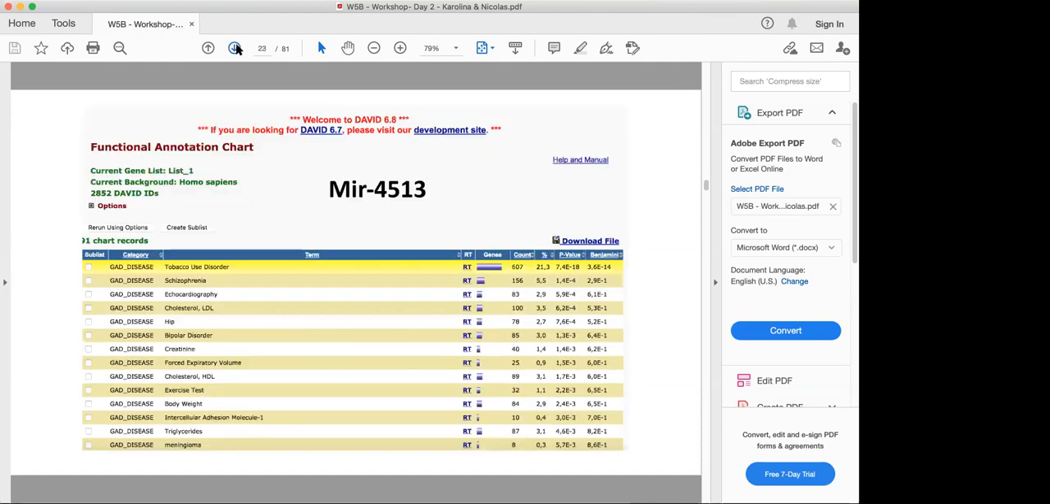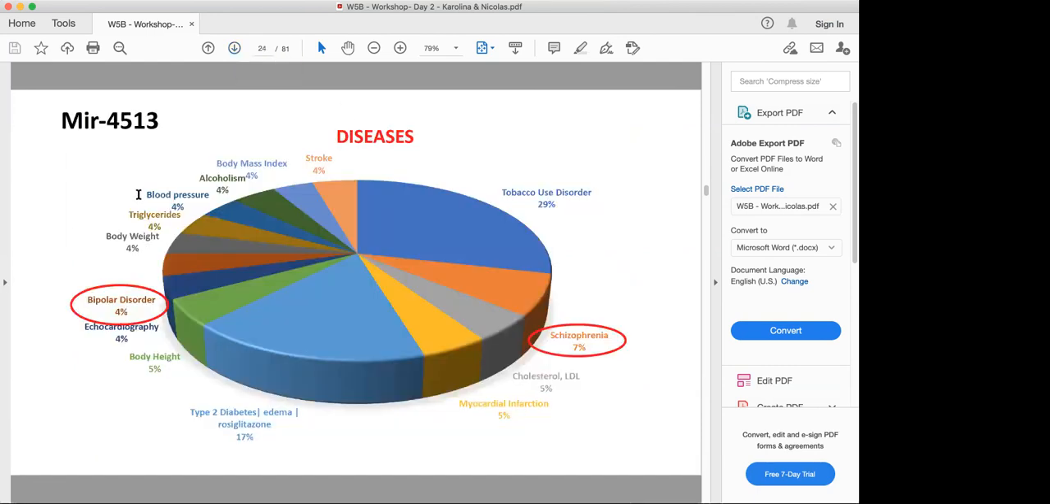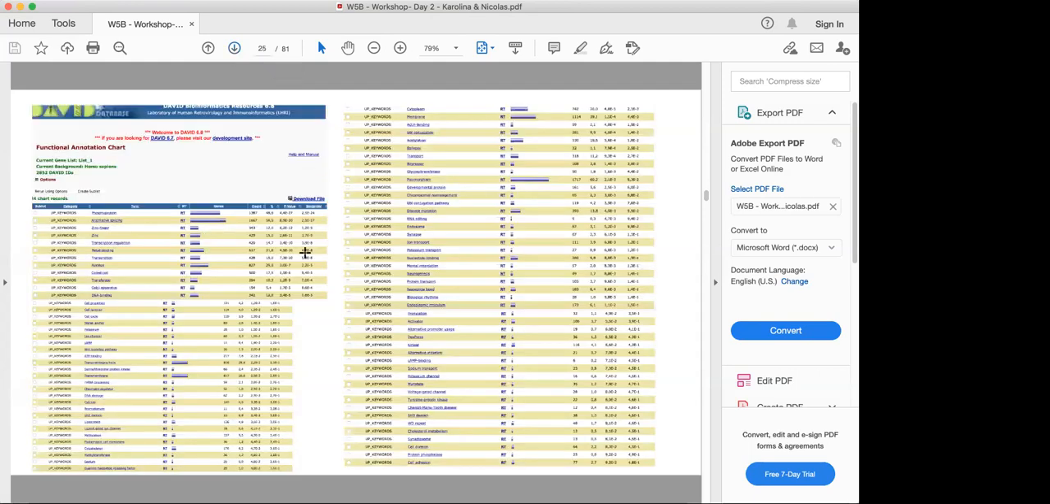So let's go more. And it gives you different tests. You have to go one by one and check if any of them makes any sense. And then you can put the results in the form of a circle graph, like here. And I was searching for any neurological diseases, so bipolar disorders, schizophrenia, but those would not be so much connected with the pain. So the results were not so good for my condition. Then it gives you functional annotation charts, and you go one by one to check if any of those could be associated with pain.